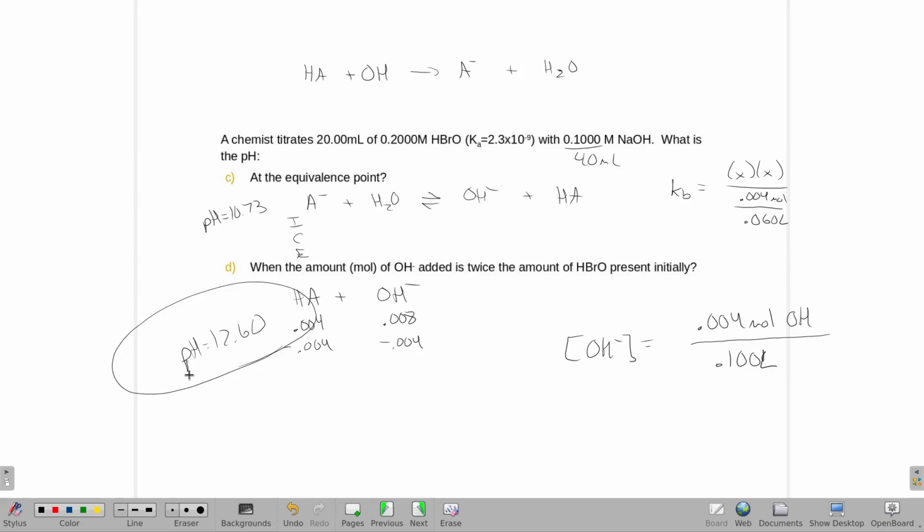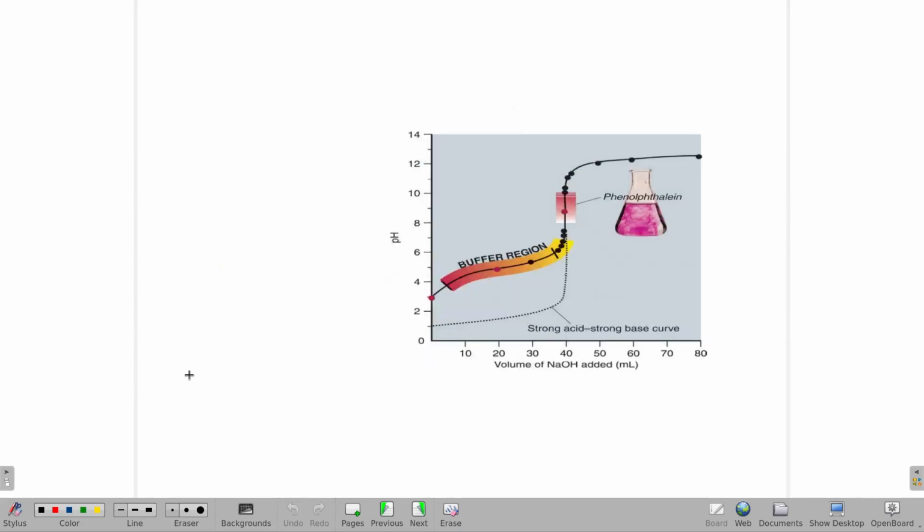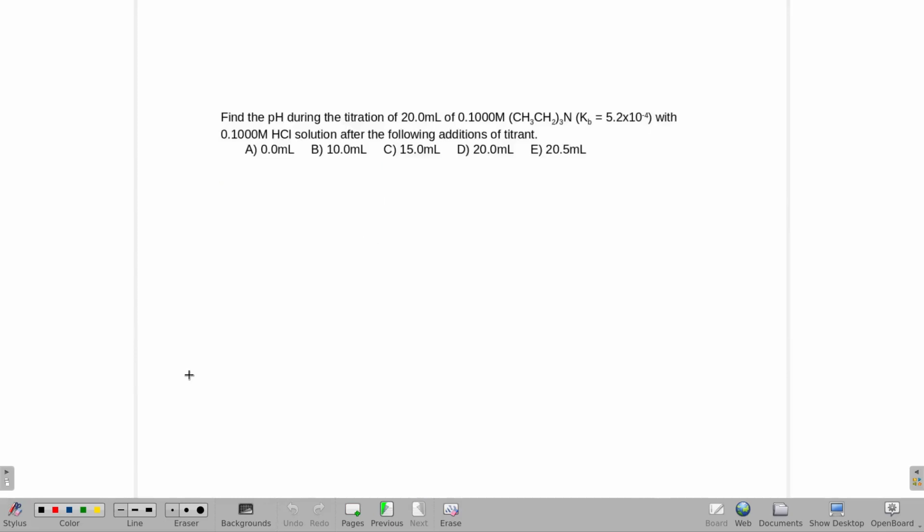Alright, weird thing is, these 4 ways of solving it is typically not how we do a question like this. Most of the time, when you're given a question with those titration curves, you're going to be given something like this. I want you to find the pH at these 5 different points based on volumes added.